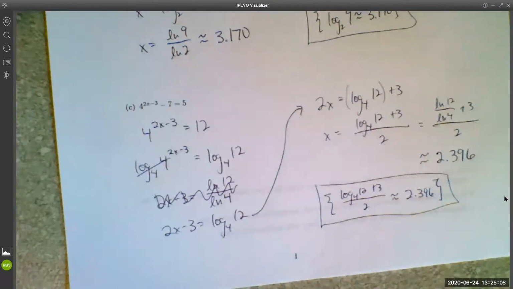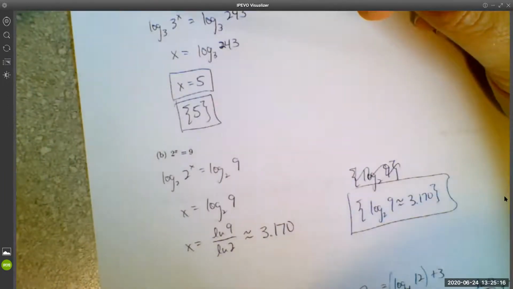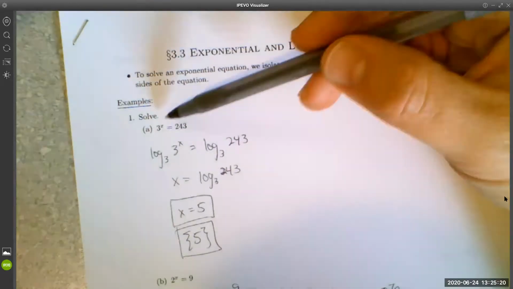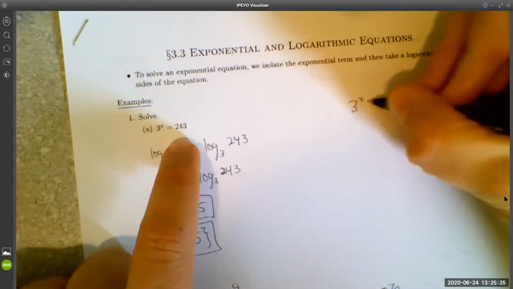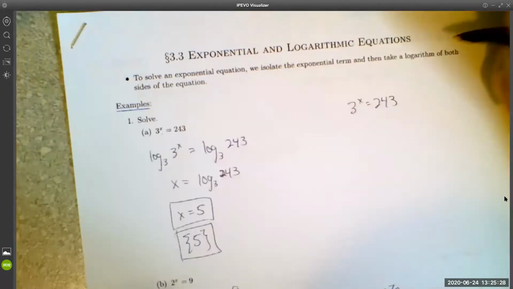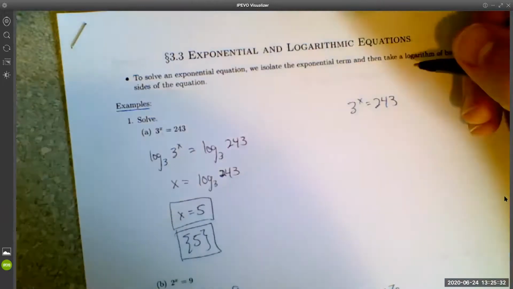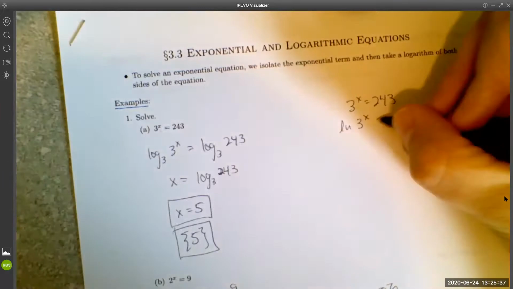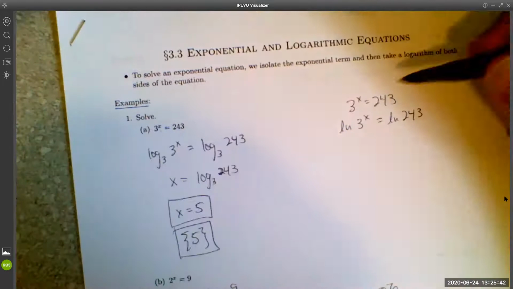Now, before we go any further, let me just say, you don't have to match the logarithm with the base of your exponential. You could take any logarithm and that'll allow you to pull the exponent down. So let me show you this one again. 3 to the x equals 243. Since you know that you're going to have to do a change of base anyway to punch the answer into your calculator, you could just start off by taking ln of both sides instead of trying to match the logarithm with the base. And that's perfectly legal.